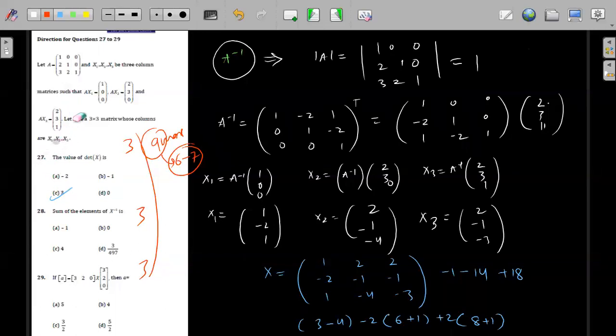This part 27 can come. Till 27. They will not ask 28. They will not ask 29. But because it's in JEE Advanced, the first part 27 you can solve in 2 minutes, right? You can find the value of x in 2 minutes. Then you can easily solve x inverse. You can easily solve 29.